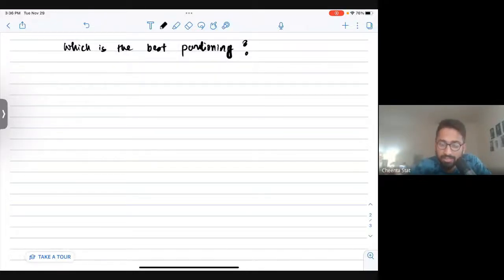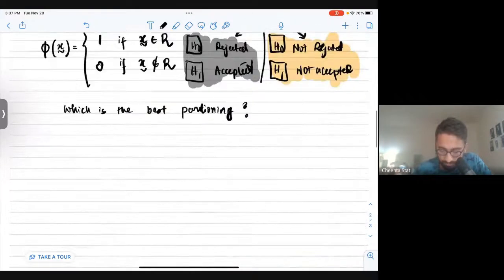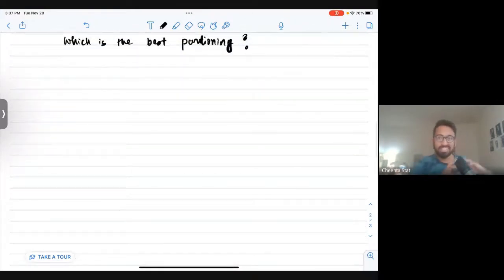Hi guys, welcome back. We were discussing in the past video what a statistical test is. In the last tutorial we understood that a statistical test is nothing but a partitioning of the whole sample space of the data. If the data lies in this position, it's rejection. If the data lies in another position, it's non-rejection of the null hypothesis. The question is, how do we decide what is the best partition of the whole data set?